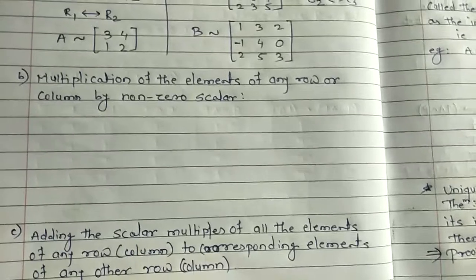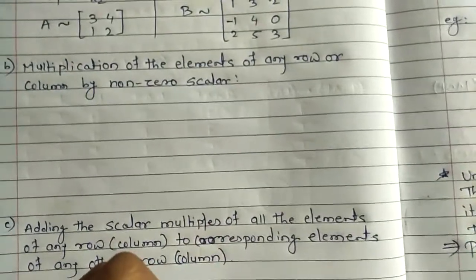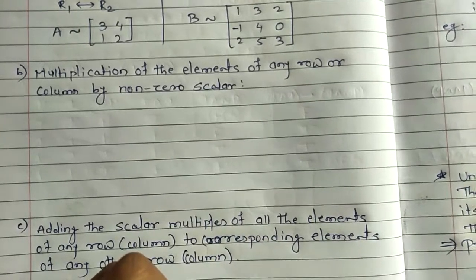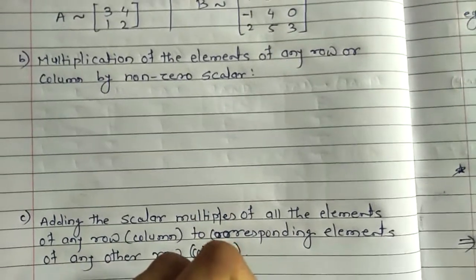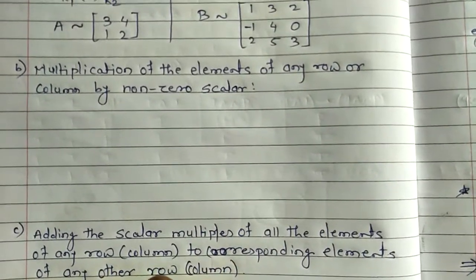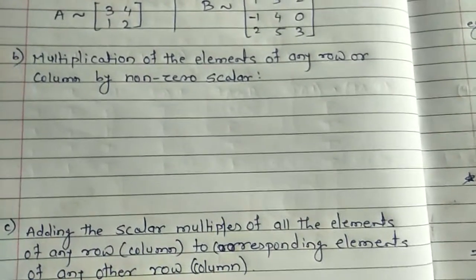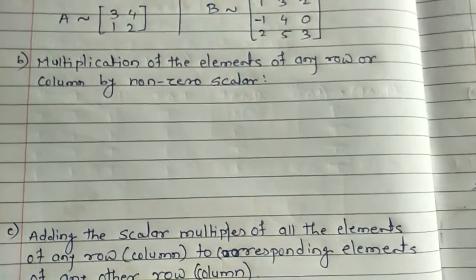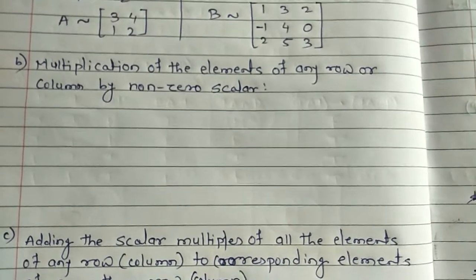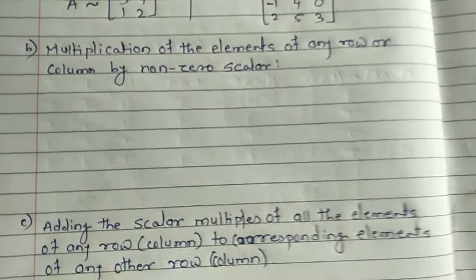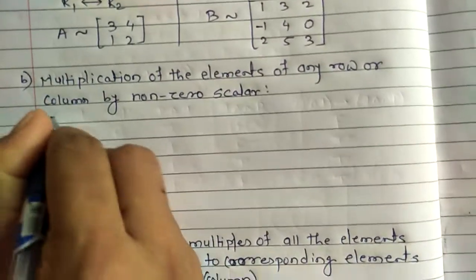The next operation is multiplication of the elements of any row or column by a non-zero scalar. That means we multiply by any non-zero scalar. You can multiply every element of any one row by a non-zero scalar, that is, any real number. Let us consider the example.